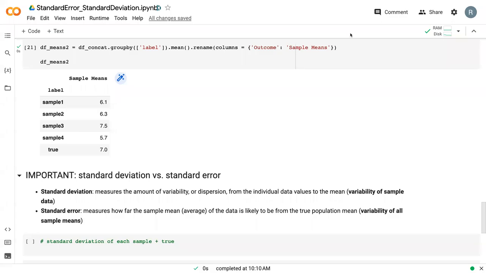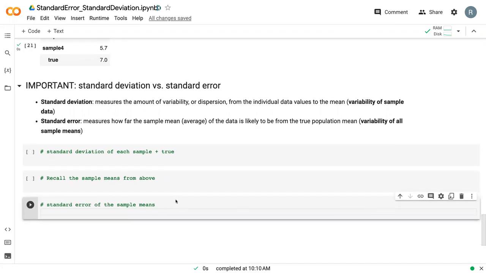Welcome back to the videos where we're discussing sampling distributions. In this video, we're going to talk about the difference between standard deviation and standard error. And so this is a really important distinction because while they sound very similar, they measure two different things.